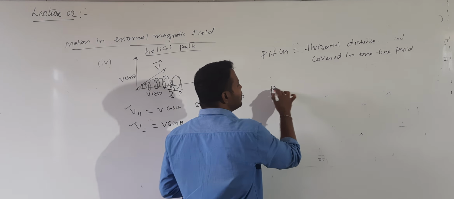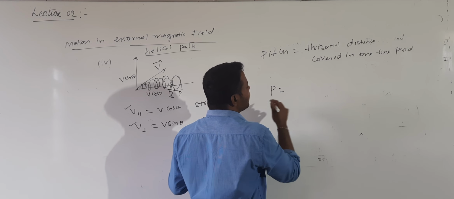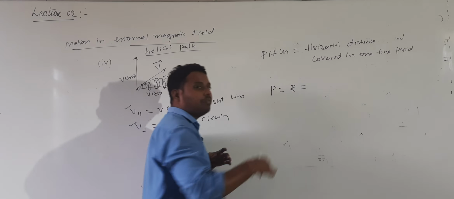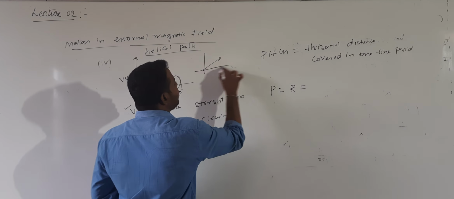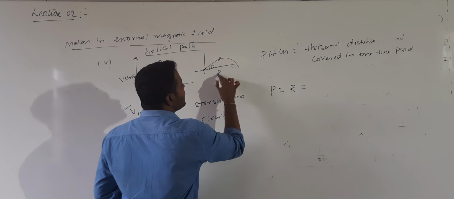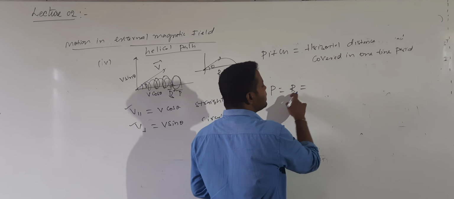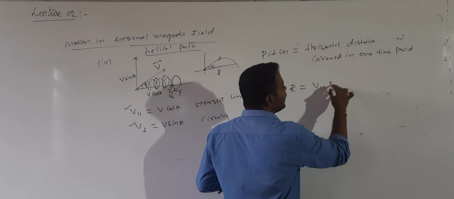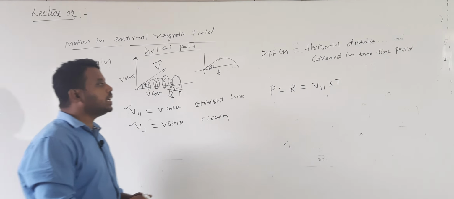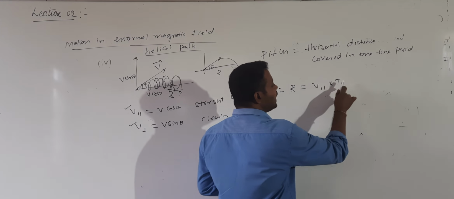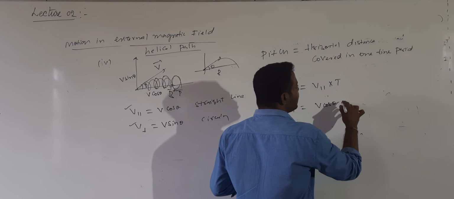If I want to calculate pitch, that is horizontal distance. Pitch is nothing but the horizontal distance covered. Can I compare it to a projectile? For a projectile projected at an angle theta, R is the horizontal range and T is the total time of flight. So here pitch is a horizontal range, given by v parallel into T. How do I calculate distance? Velocity into time, the parallel component of velocity into the time period. So P is given by v parallel, which is v cos theta, into T.